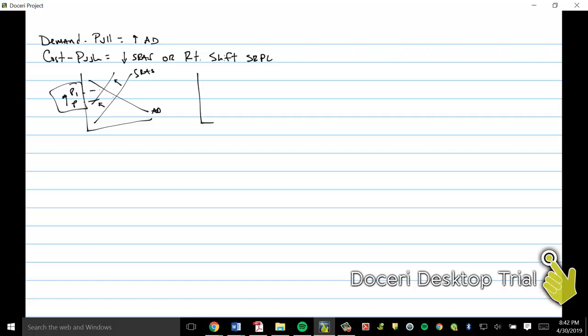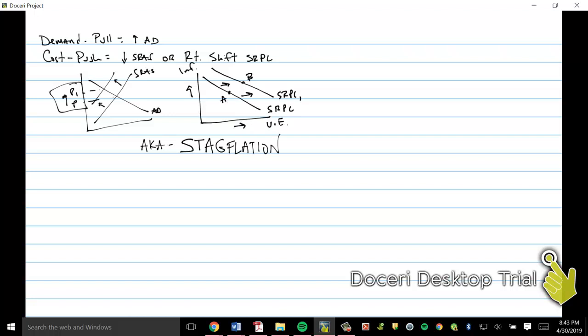On the Phillips curve, we'll draw this better in a minute. SRPC. This is unemployment. This is inflation. If this curve shifts to the right, we move from, we'll call it point A, to point B. And there you go. We have an increase in inflation and an increase in unemployment. So both ways show cost push inflation, which is also known as stagflation.